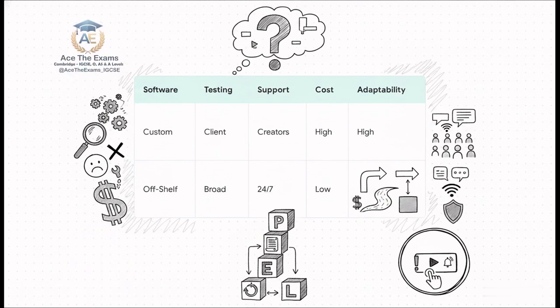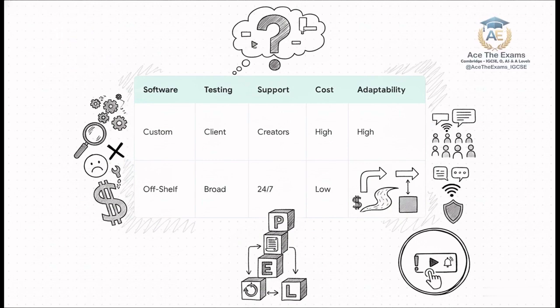Let's break them down. For testing, remember that off-the-shelf software has been rigorously tested by hundreds of thousands of users out in the real world, meaning catastrophic bugs are incredibly rare. Custom software, on the other hand, requires massive, expensive testing phases by the client, and bugs are almost guaranteed at launch. For support, off-the-shelf has these vibrant online communities, massive forums, and huge international help desks. Custom relies entirely on the original developers.